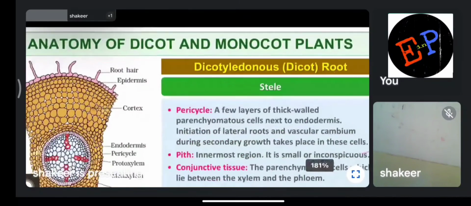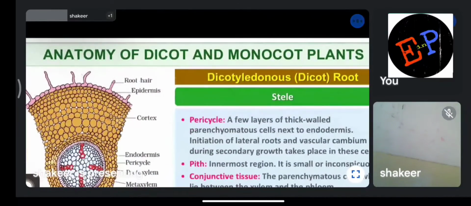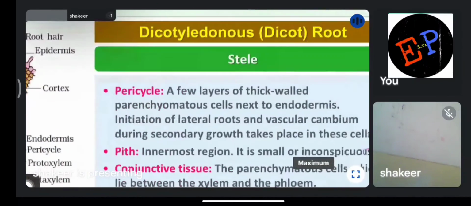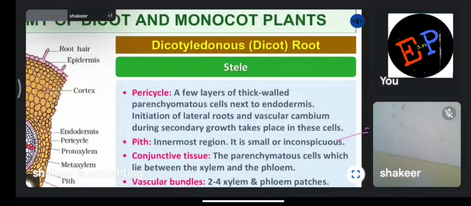Okay, ma? So first of all, pericycle. Let us see what is meant by pericycle. So a few layers of thick walled parenchymatous cells. So pericycle is also made up of what kind of cells, ma? Parenchymatous cells. Clear, ma? So these are simple cells only, no? Parenchyma, collenchyma and sclerenchyma are simple cells. So where these cells are present, a question can be asked on this also.